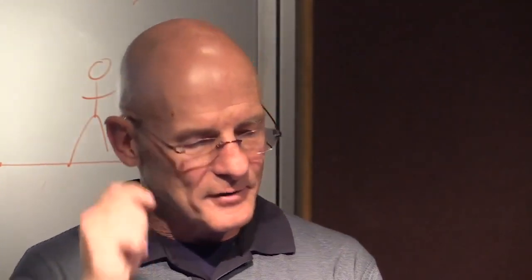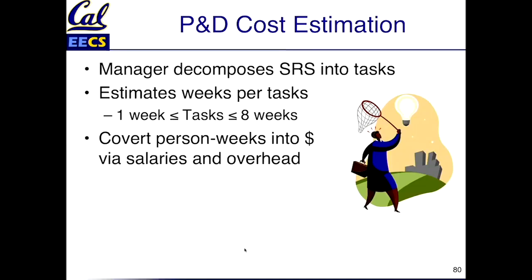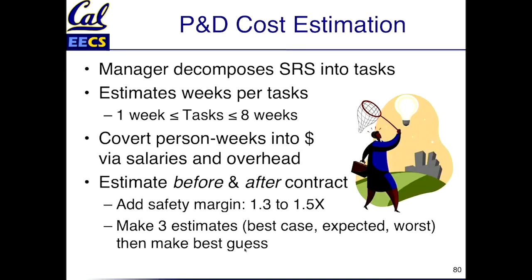So your manager is looking at the task, breaking up these pieces, then given the task estimates, you convert that into dollars via salaries and overhead. That's pretty straightforward. And then when do you do this? Well, you do it before you get the contract, and then after you get the contract, right? You sure would like those cost estimates to be similar, what I bid to get it and what it's going to cost the company to build it.